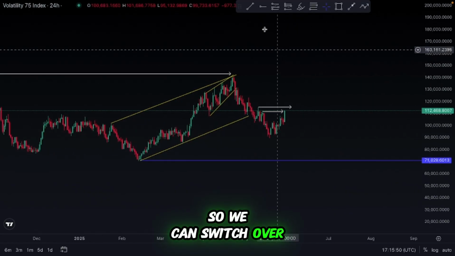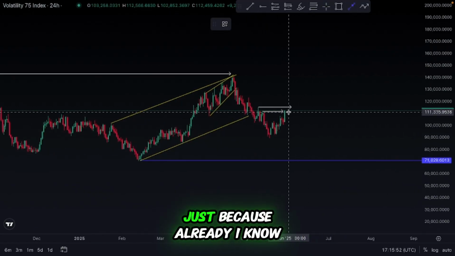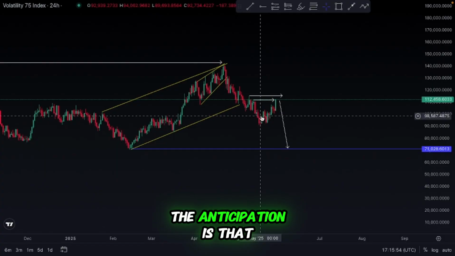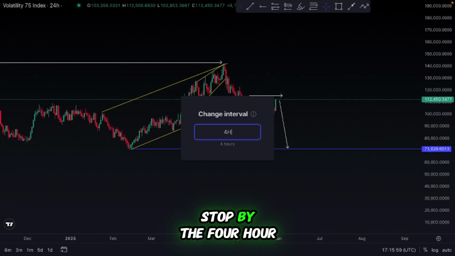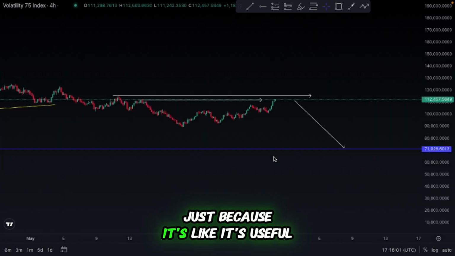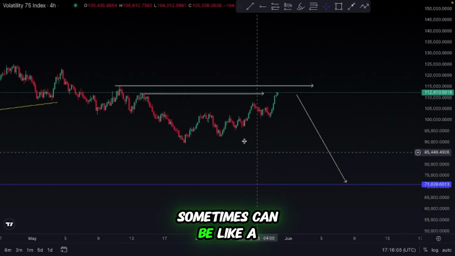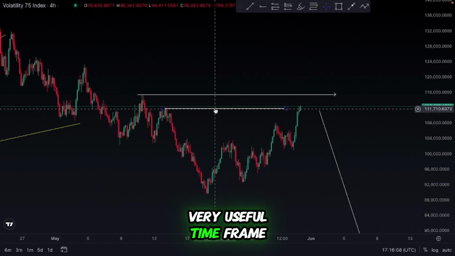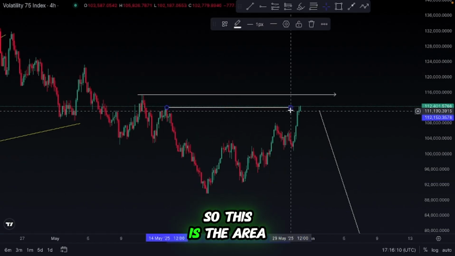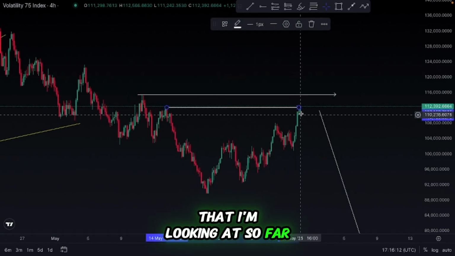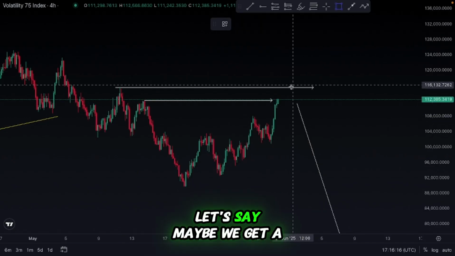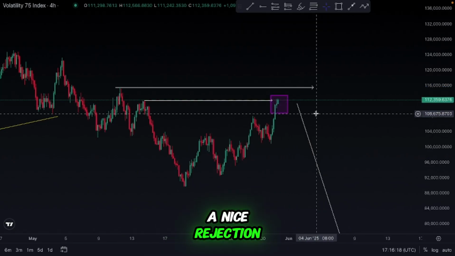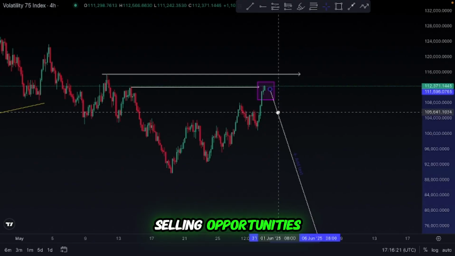So we can switch over to the 1 hour time frame, just because I already know the anticipation is that we are going to look for sales, or we can just stop by the 4 hour time frame, just because it's useful. Using the 4 hours can sometimes be a very useful time frame. So this is the area that I'm looking at so far. So let's say maybe we get a rejection from this point. Let's say maybe we get a nice rejection here, then we can start looking for selling opportunities at that point.